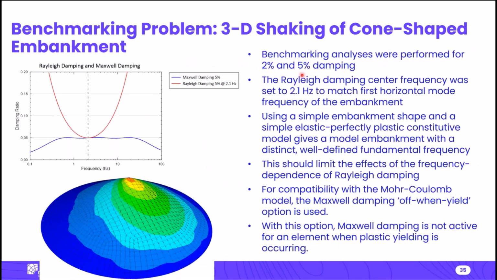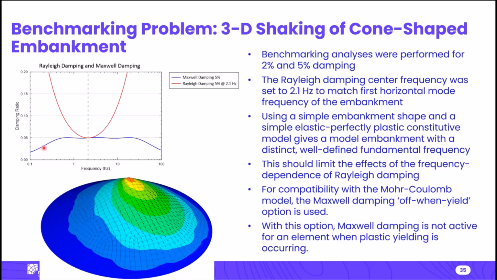So this benchmarking problem was performed for 2% and 5% damping. To set the Rayleigh damping, we're using a center frequency at 2.1 hertz to match the first horizontal mode frequency of the embankment. Using this simple embankment shape and a simple perfectly plastic constitutive model gives an embankment model with a distinct, well-defined fundamental frequency. So this should limit the effects of the frequency dependence of Rayleigh damping here.